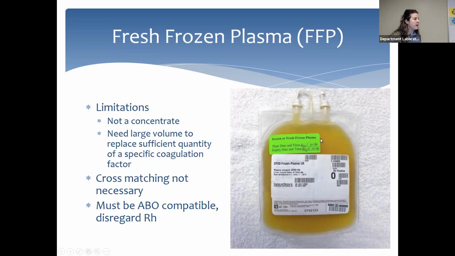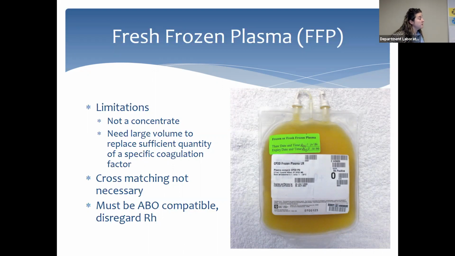It's not a concentrate, okay? So it doesn't have one specific factor in it. It has all of the factors. So if your patient has hemophilia A, meaning that they have a factor 8 deficiency, maybe FFP is not the appropriate therapy for them. Factor 8 concentrate might be a better therapy for them, right? So it's not a concentrate, therefore it takes a larger volume to receive that therapeutic dose.